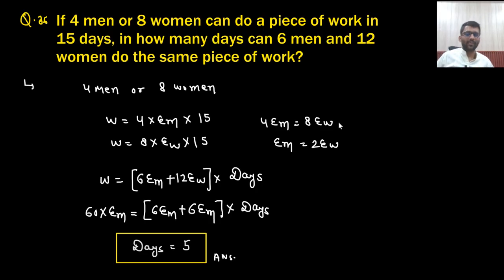Did you understand this problem? 4 efficiency of man for 15 days, 8 efficiency of woman for 15 days, right? So from here we can find the relation, and then what is the work? Work is the same, but 6 men and 12 women. So how many days would it take? 5 days, right? Both are working together.